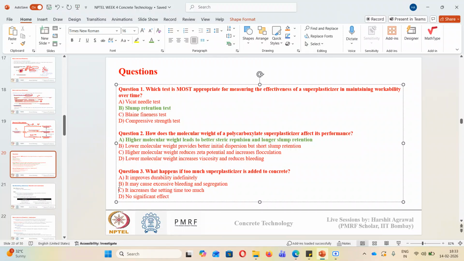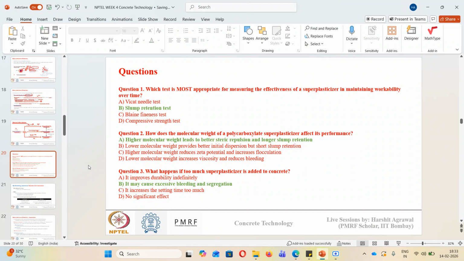Okay, so the correct answer is B. They will cause segregation and bleeding. So you will see that these chemical admixtures are very sensitive to dosage. If we want 1%, even if we had 1.1%, it will cause bleeding. What do you mean by bleeding? Bleeding will be like aggregates and cement paste separating.